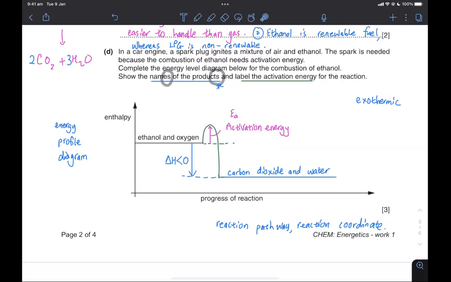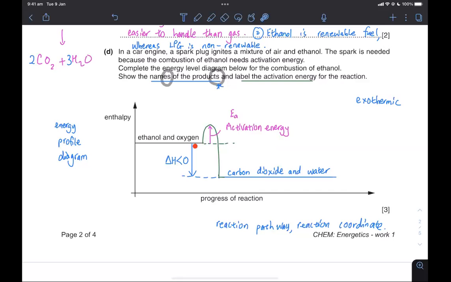Label activation energy. Activation energy from the start to the top of the peak. Do not draw a half-hearted arrow like this. You know, like you don't show from the start, you show like halfway there. That is actually wrong. It has to be from the start to the top of the peak. Label it capital E and then subscript A, activation energy.